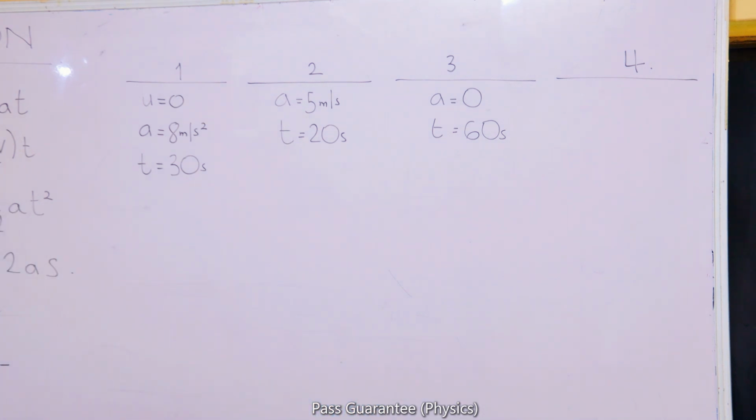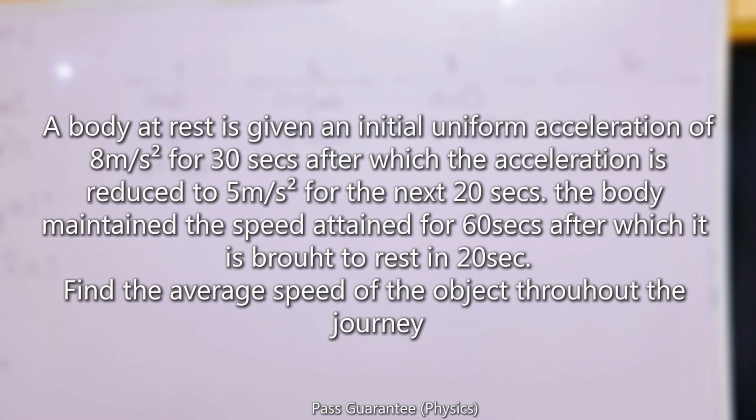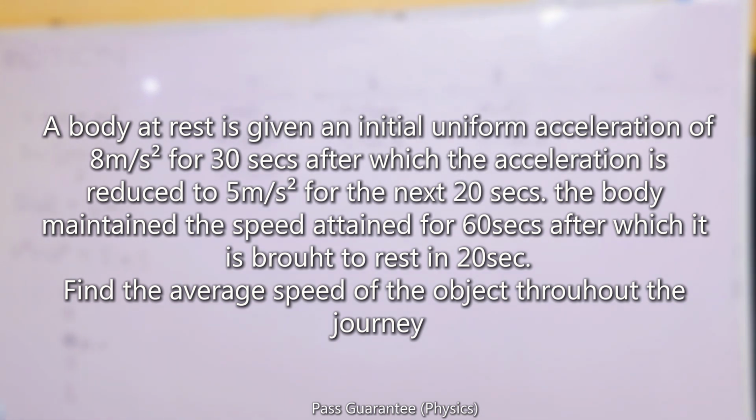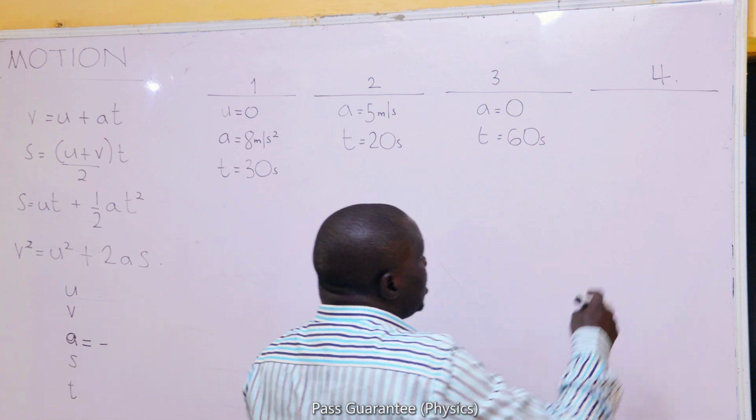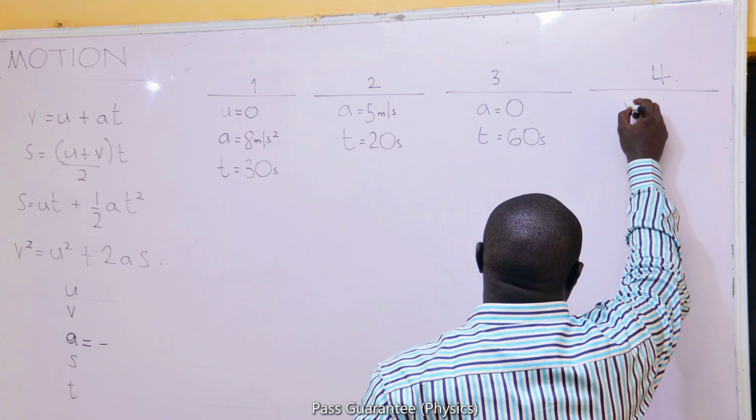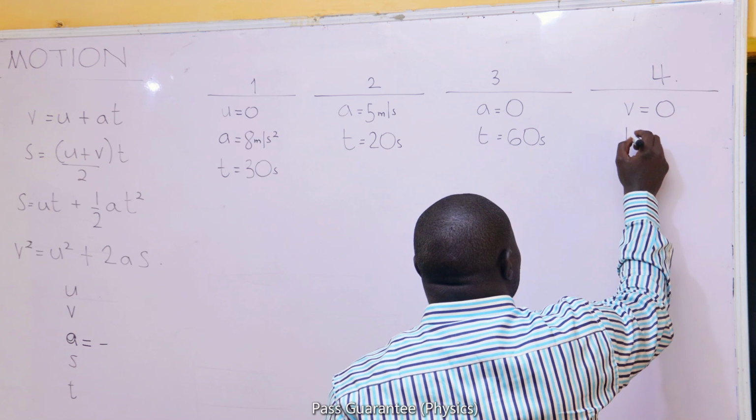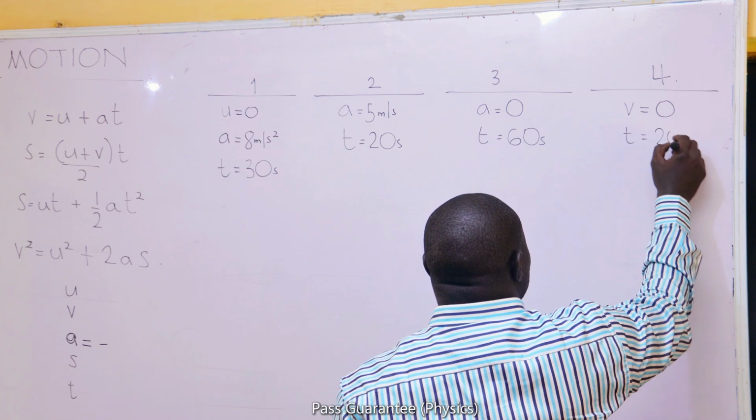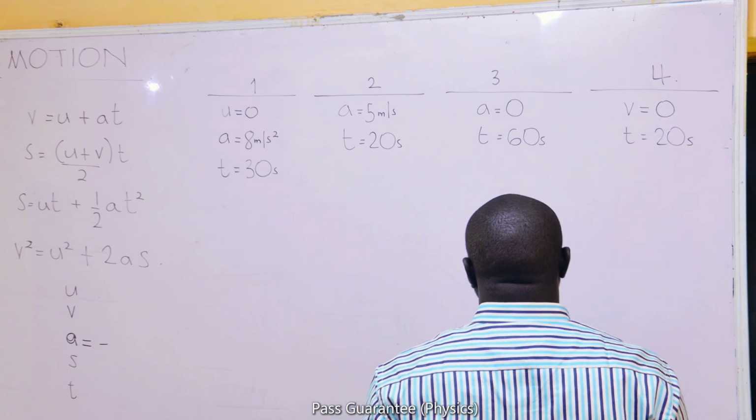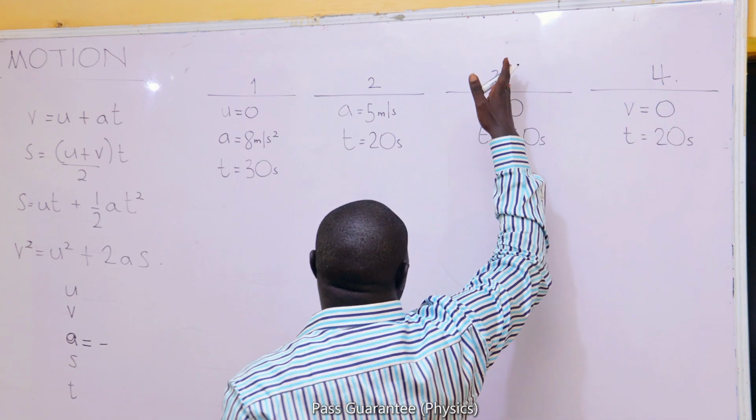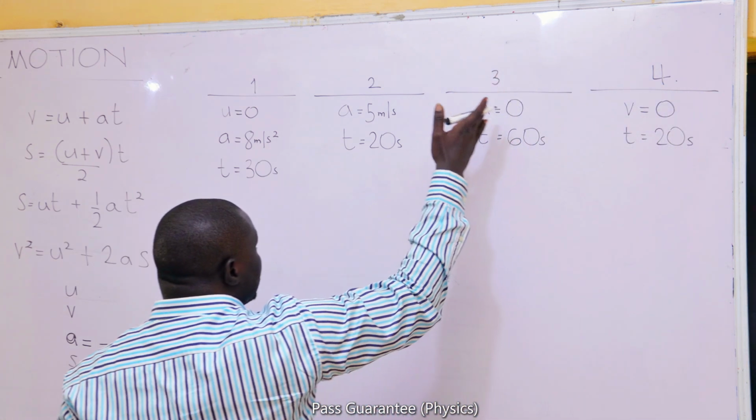They now said, after which it is brought to rest in 20 seconds. It is now brought to rest in 20 seconds. That means in the last part, it came to rest. Came to rest means the final velocity is 0 in a time of 20 seconds. That's all that we know. And this is a part that has the deceleration. This is a part that has the uniform velocity because the acceleration is 0.